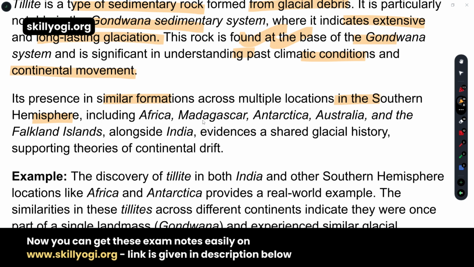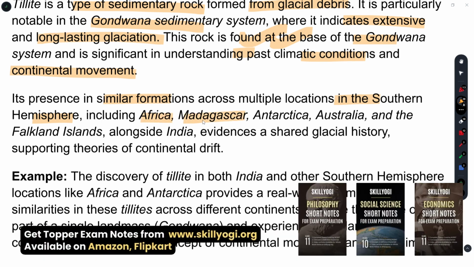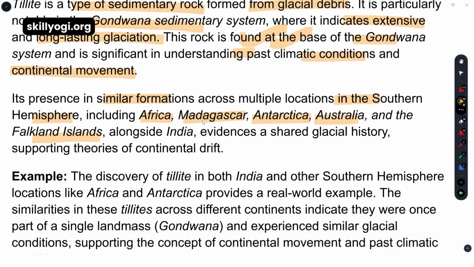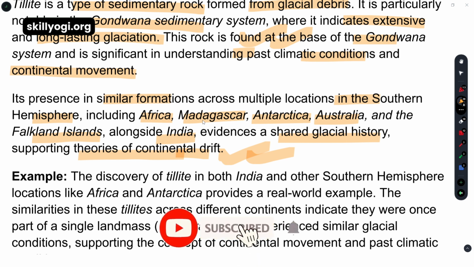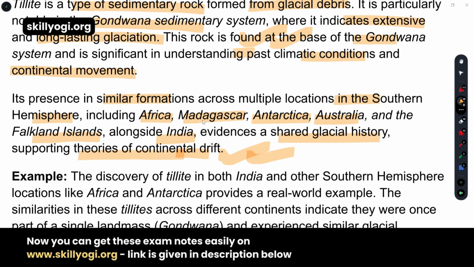So there is a talk about the southern hemisphere, including Africa, Madagascar, Antarctica, Australia, and the Falkland Islands, along with India, which evidences a shared glacial history and supports the theory of continental drift. So these different places, Africa, Madagascar, Antarctica, Australia, and different islands were also included for the evidence of the glacial history.